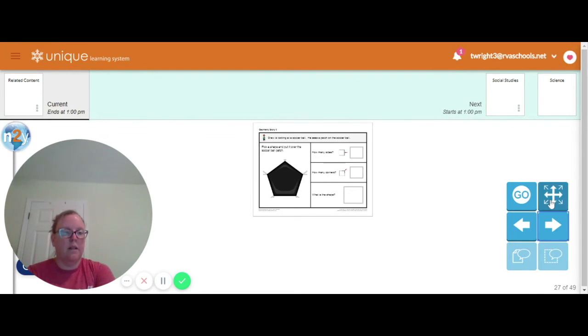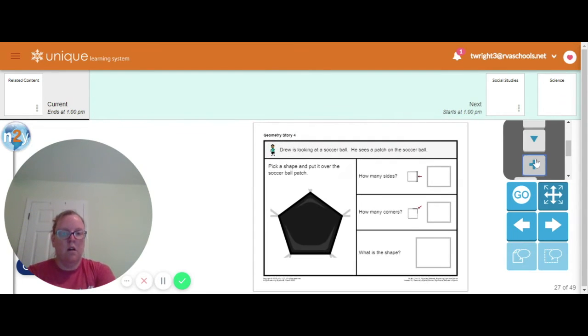All right. Make this a little bigger. Here we go. Drew is looking at a soccer ball. He sees a patch on the soccer ball. Pick a shape and put it over the soccer ball patch.